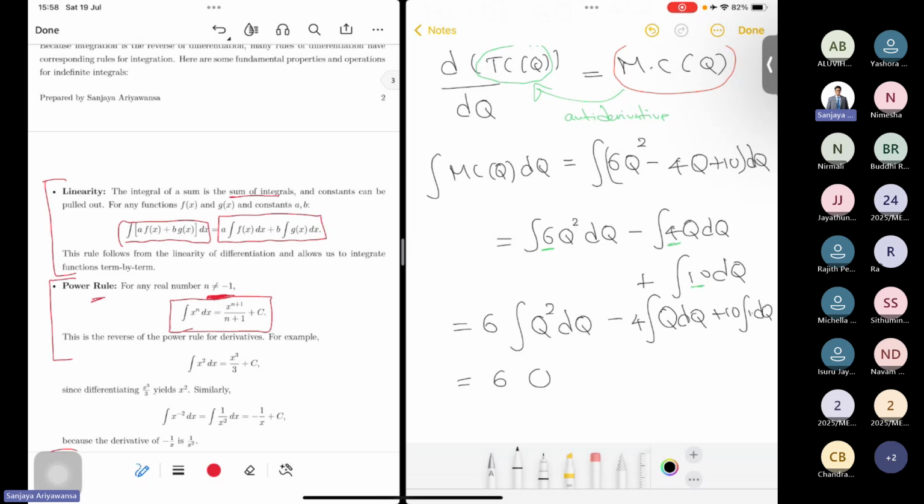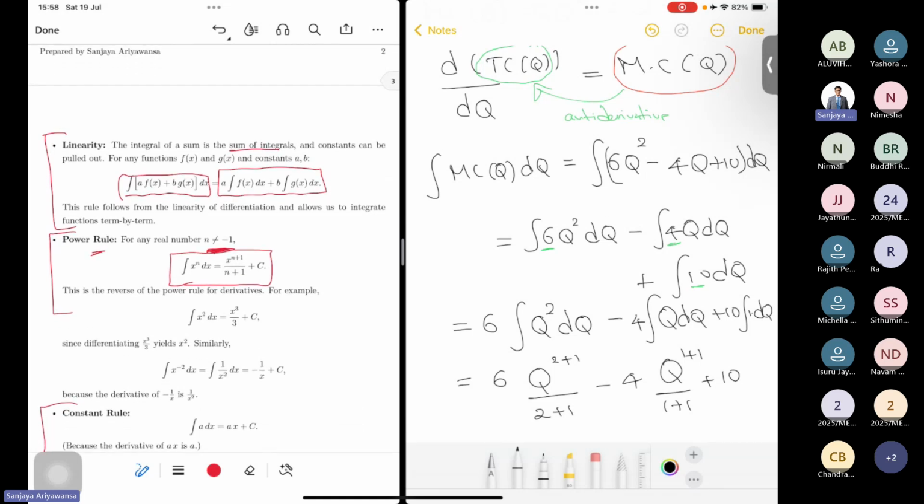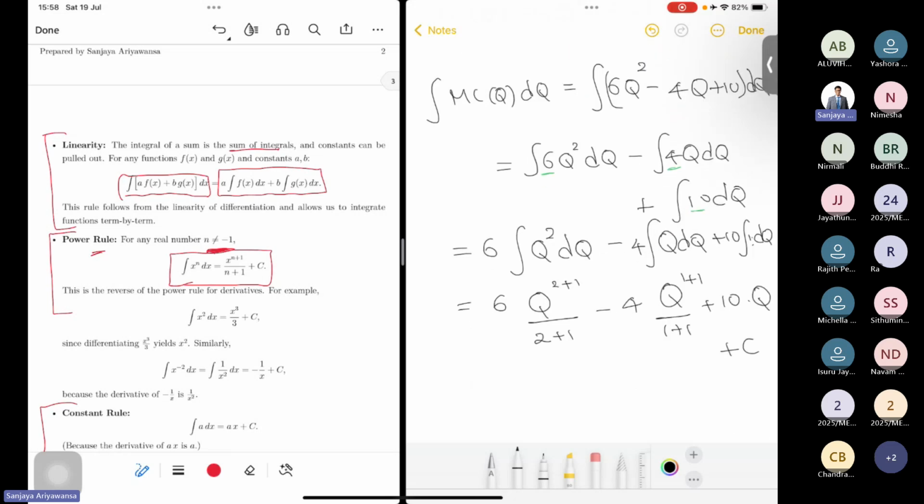So then q squared, if I were to integrate it, is q to the power 2 plus 1 divided by 2 plus 1, minus 4 times, here I have q to the power 1 plus 1 divided by 1 plus 1, plus 10 times. So here I have a constant which is either 10 or 1. So I simply have q plus, don't forget, the constant. Right. So what is this then? 6 q cubed over 3 minus 4q squared over 2 plus 10q plus c.